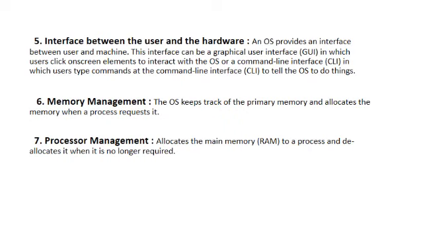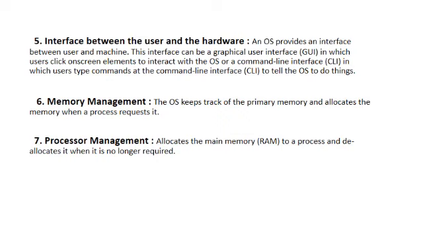Next is interface between the user and the hardware. An operating system provides an interface between user and machine. This interface can be a graphical user interface in which user clicks on screen elements to interact with operating system, or a command line interface in which user types commands at the command line interface to tell the operating system to do things.